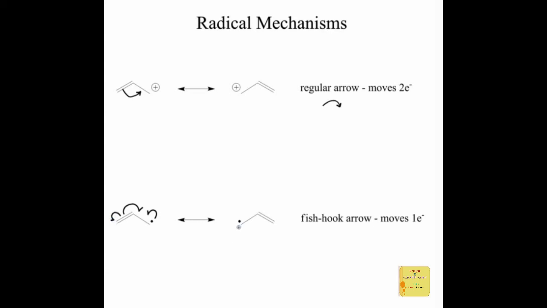So what we're going to be using for our radical mechanisms is called a fishhook arrow. It's kind of got a barb on this one side, and that's what we use to move just a single electron. This will come in handy when it comes time to do either resonance for a radical or if we want to do any radical mechanisms.